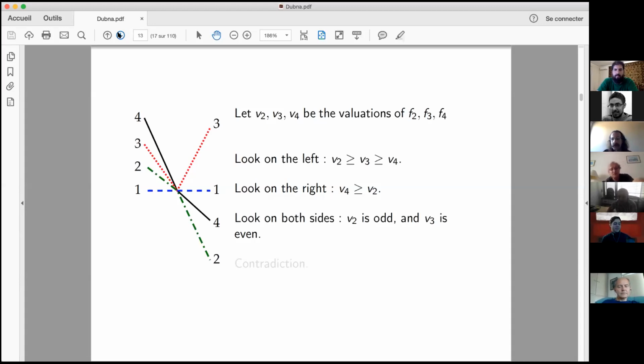Now, if you look at the graph of F3, you see that F3 is always positive, which means that the valuation of V3 is even. So we have 3 numbers, V2, V3, V4. They're all equal. One is odd and the other one is even. This is a contradiction. So this is the proof of the theorem of Conceivage.